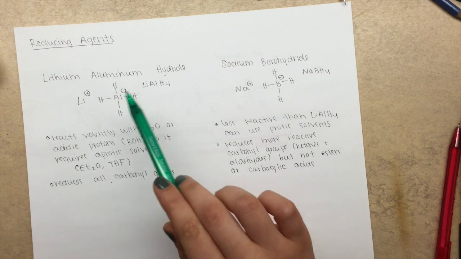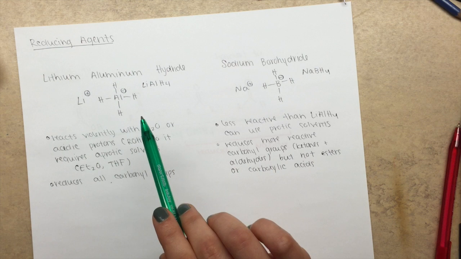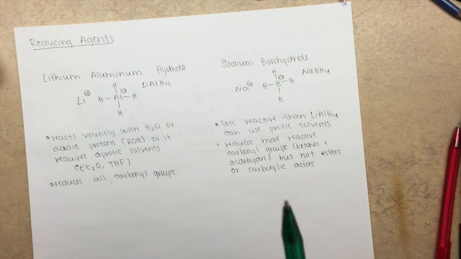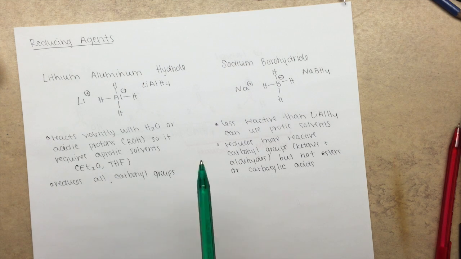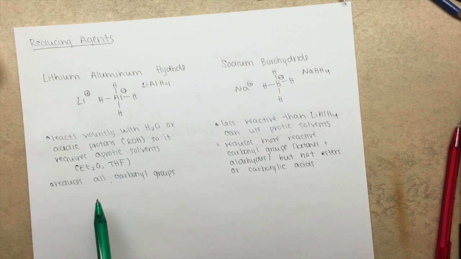It requires a protic solvent, and if this were to come into contact with water anytime throughout the reaction, anytime you're working with it in lab, you would get a very violent reaction, and it makes it a lot more difficult to work with. But the advantage to this reducing agent is that because it's so much more reactive, it has the capability of reducing all carbonyl groups.